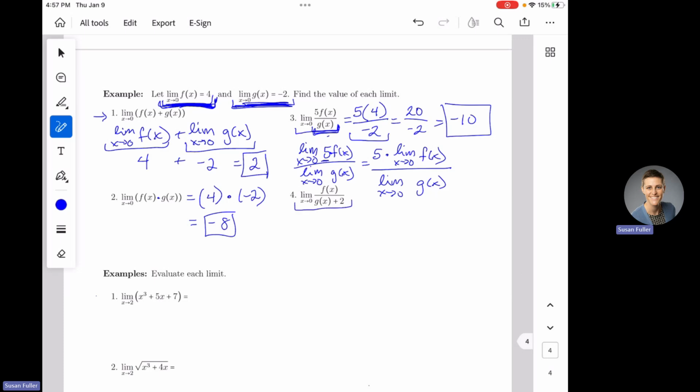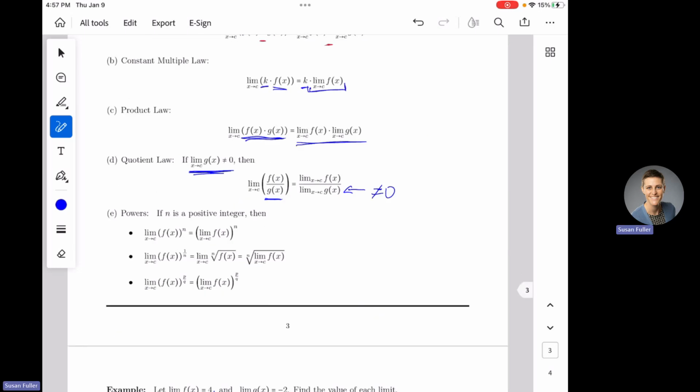And how about this last guy? How do we do this one? We're going to do the limit of f on top, which is 4, divided by the limit of g, which is -2, plus that 2 here. And we're going to get 4 over 0.